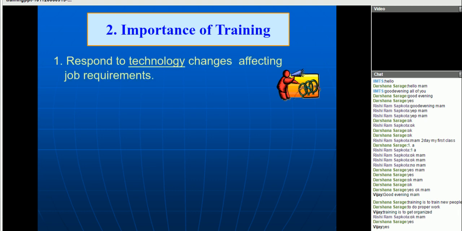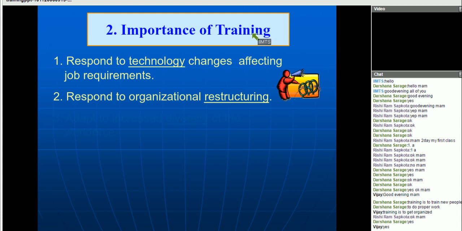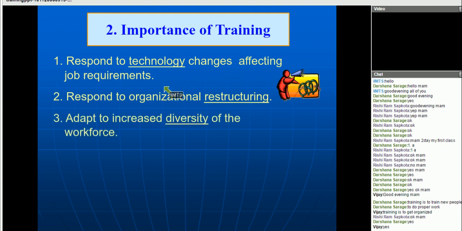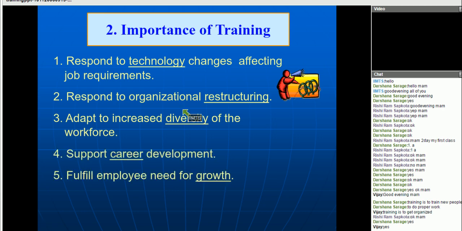Now what is the importance of training? First is respond to technology changes affecting the job requirements, respond to organizational restructuring, adapt to increased diversity of the workforce, support career development, fulfill employees' need for growth. So these are the basic reasons why training is needed. First, so that you can keep pace with the changing technology.